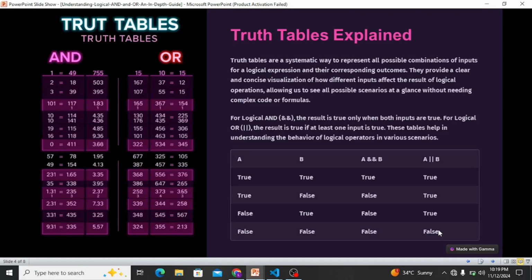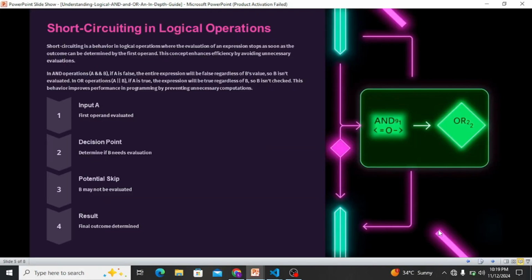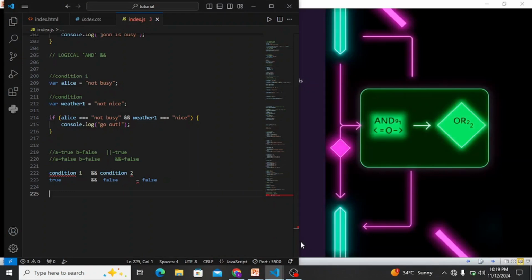So now let's go to what we call short circuiting, guys. Now we understand what truth tables are and how they are used, right? Now let's talk about a behavior called short circuiting. This occurs when you are trying to evaluate a logical expression and it stops as soon as the outcome can be determined by the first operand. What do I mean, guys? Let me go to my code and explain because there's no way you understand what I'm trying to say just by theory.